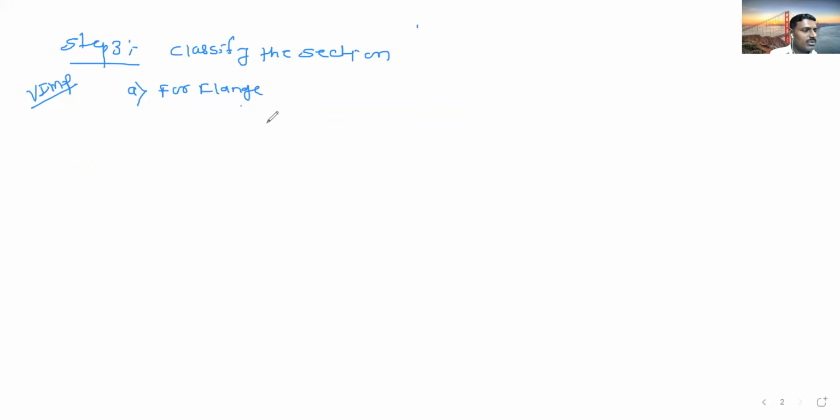So for flange, how to classify? BF by 2 divided by TF should be less than or equal to 9.4. Then the classification is plastic. This value is very, very important for any type of MCQ examination. BF by 2 divided by TF less than or equal to 9.4, the classification is plastic.